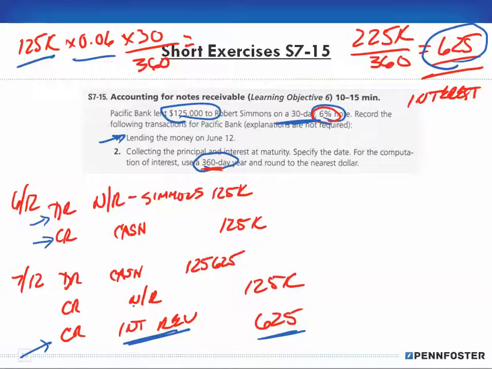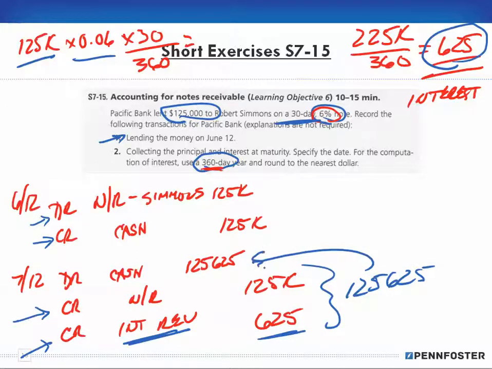And of course, since we're receiving all of the money back for the note receivable, I'm going to credit my notes receivable for 125,000. So the amount of cash that we're going to receive is the total of these two, right? And that's why we debit our cash for $125,625. That should be the amount of the check that we received. If you didn't understand that, go back and watch the videos that I suggested, the theory videos, or the calculation of the interest problem, short exercise 7-14. And if you still don't get it, feel free to contact an instructor.